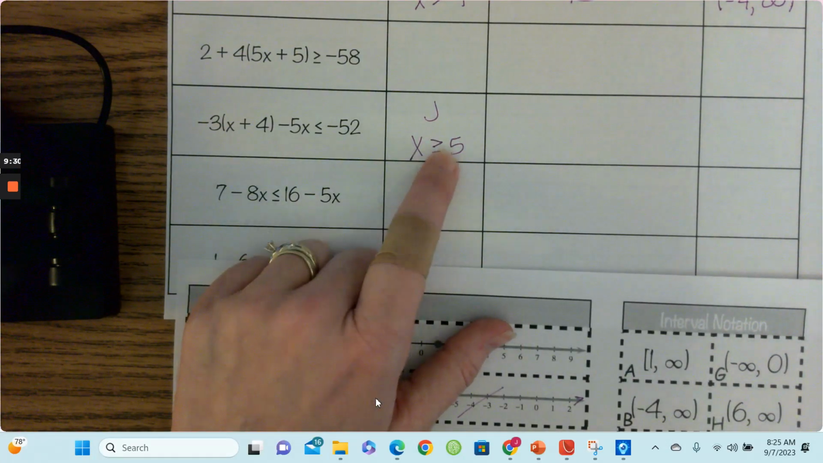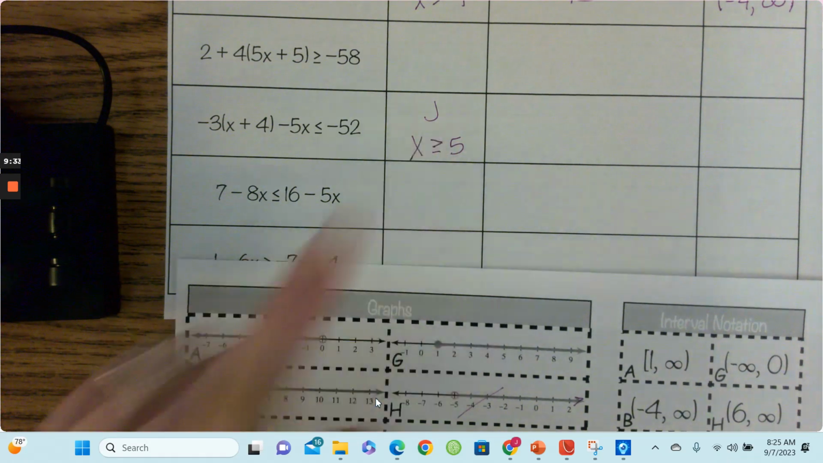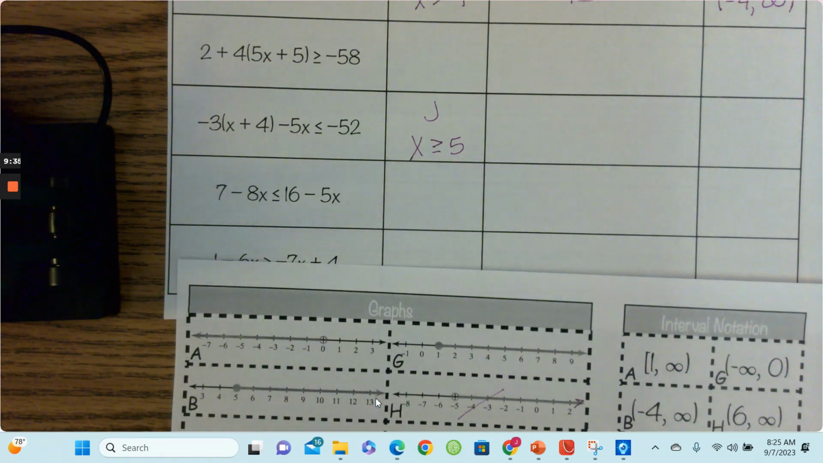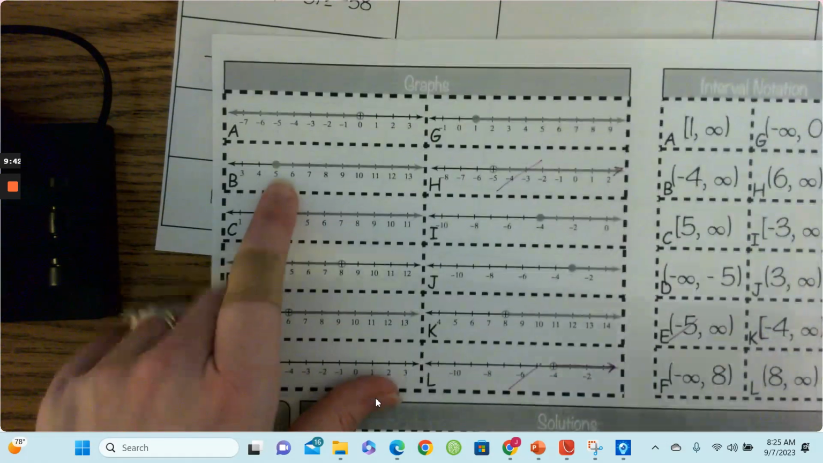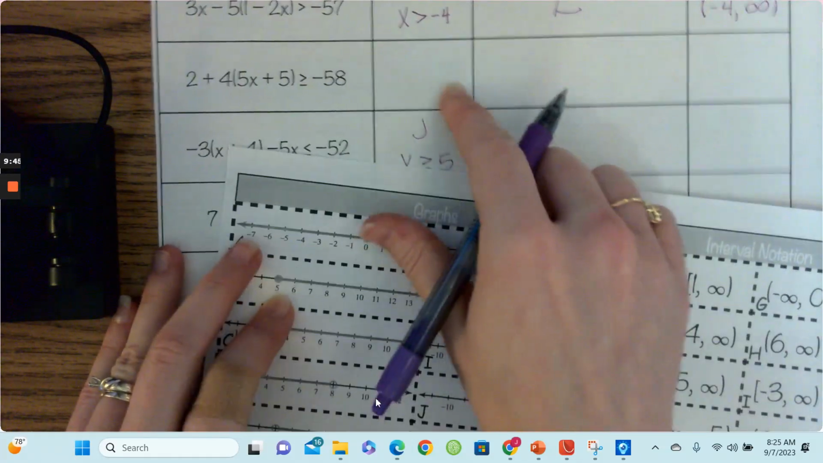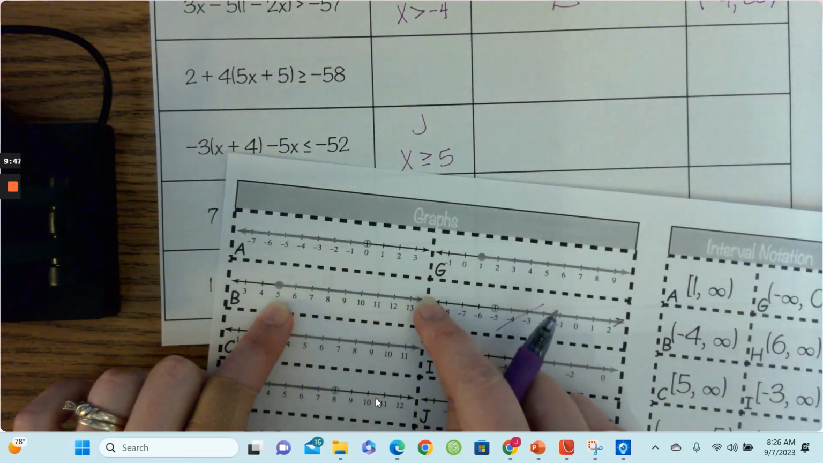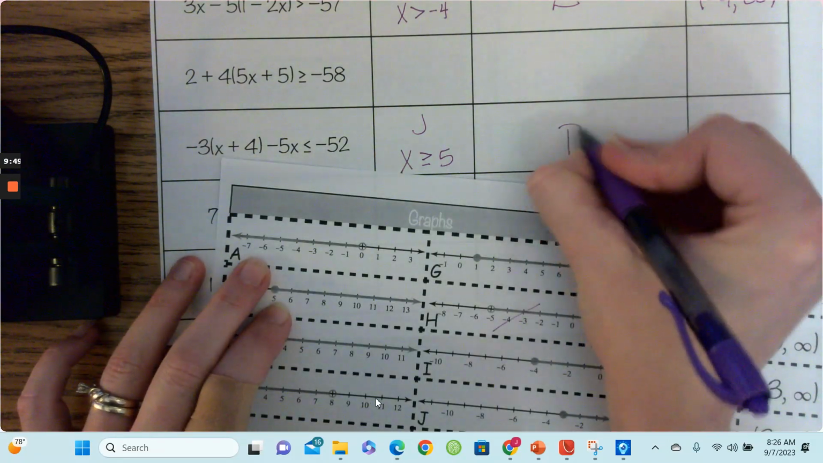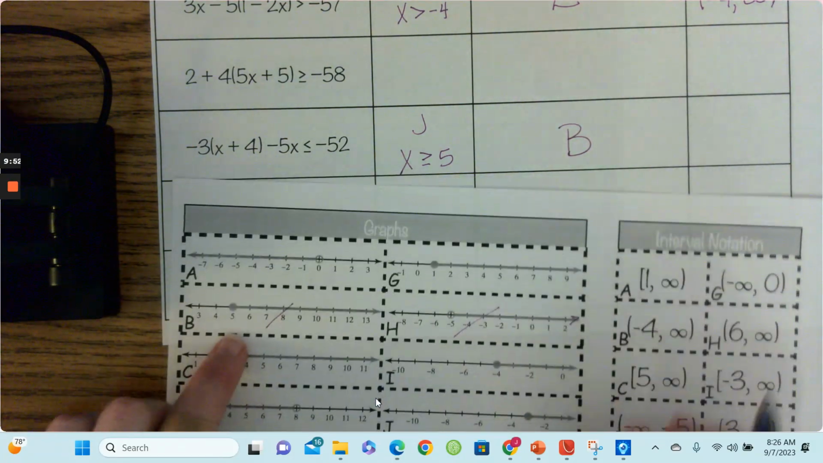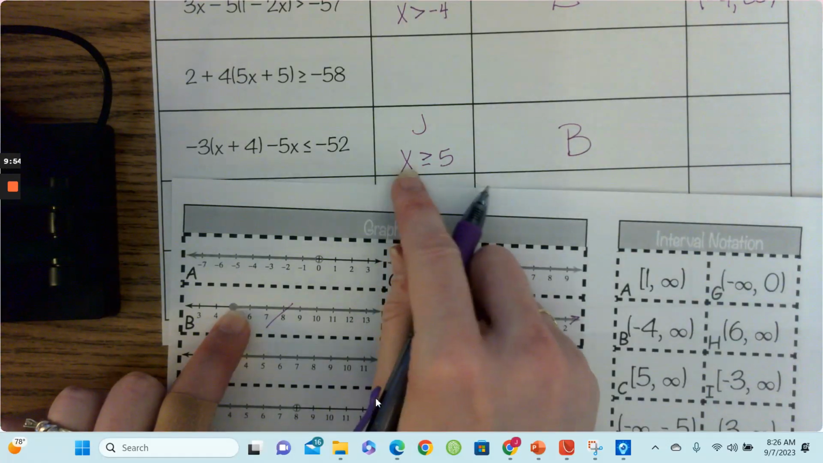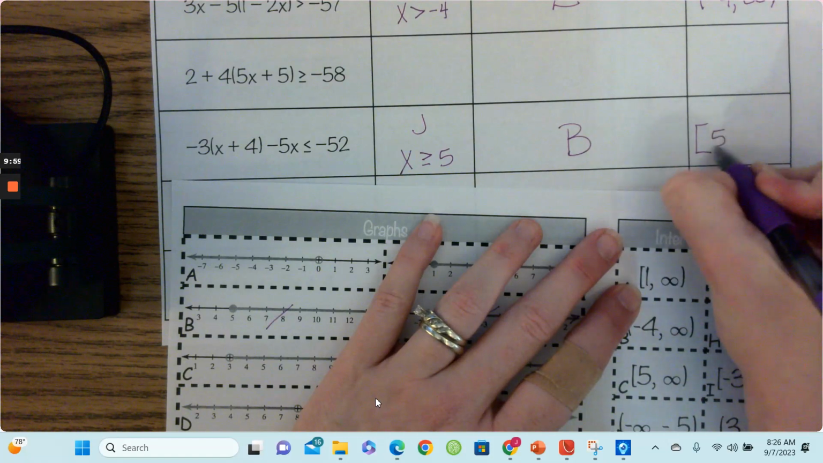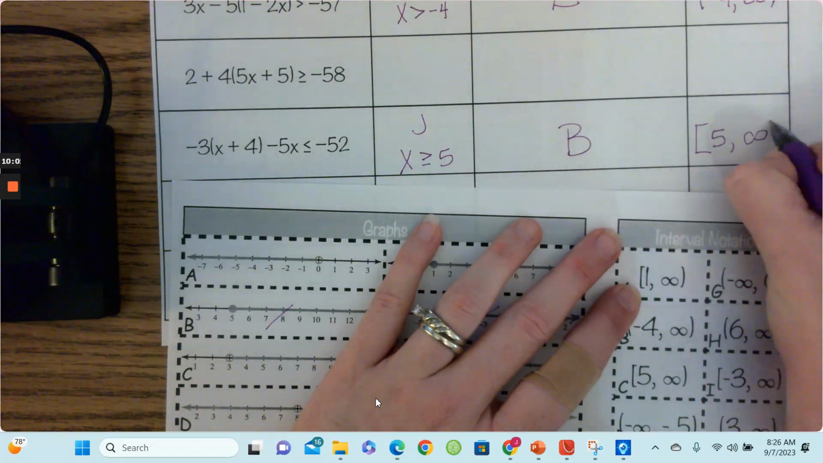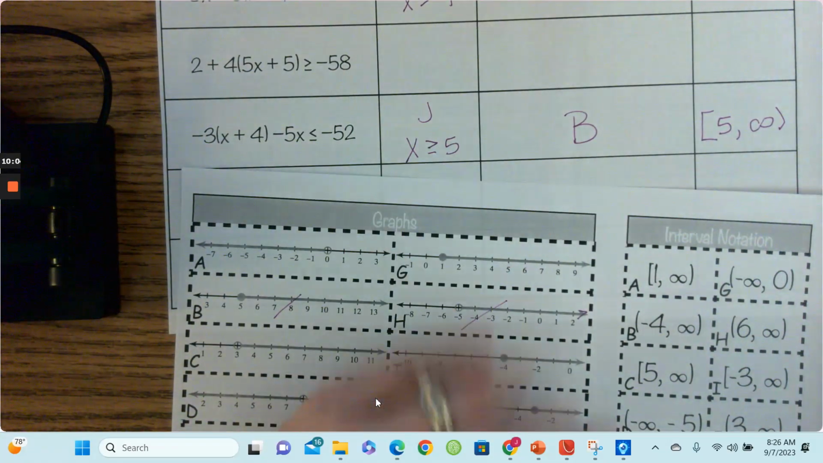This time a solid circle because it's got that line underneath it. So I need a solid circle at 5. B. Okay. And then it's greater than. So all the numbers greater than. So we're starting at 5, but we've got a solid circle. We've got this line underneath it. So that 5 gets a bracket. Yep, see.